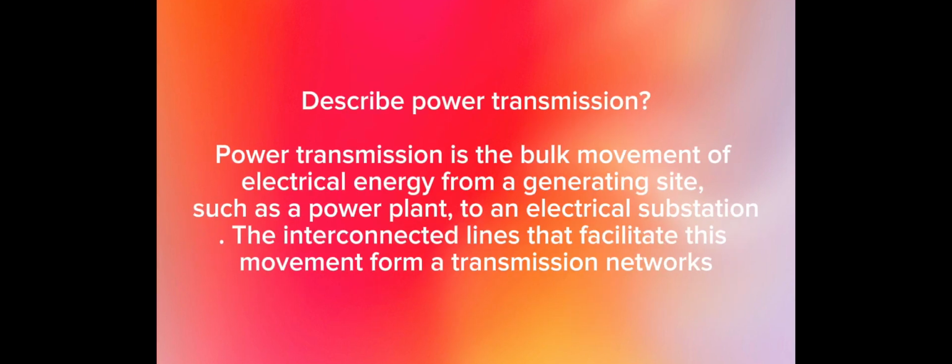Describe power transmission. Power transmission is the bulk movement of electrical energy from a generating site, such as a power plant, to an electrical substation. The interconnected lines that facilitate this movement form a transmission network.